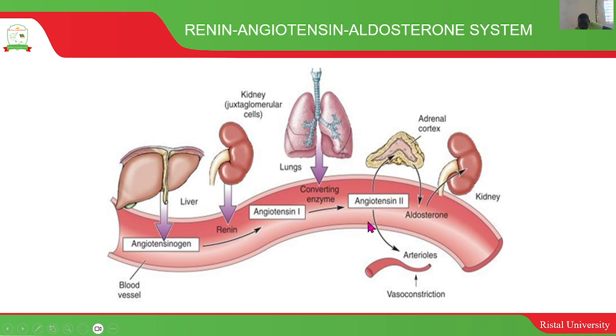But at the same time, angiotensin 2 also acts on the arterioles, causing vasoconstriction. And when vasoconstriction happens, what happens to our blood volume? So you'll see how important it is that these organs interact together in the maintenance of the blood pressure.